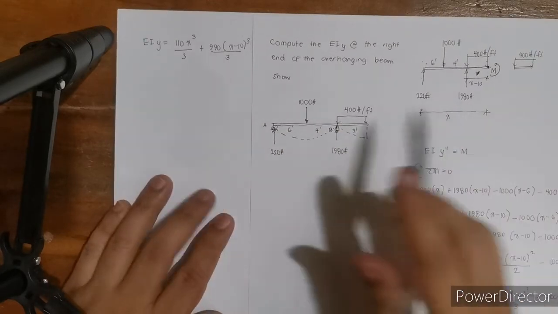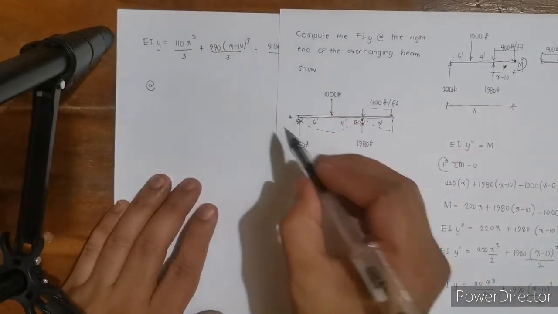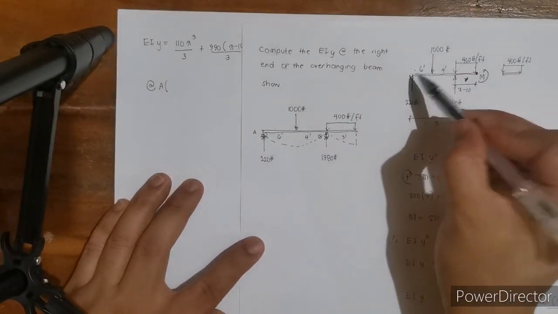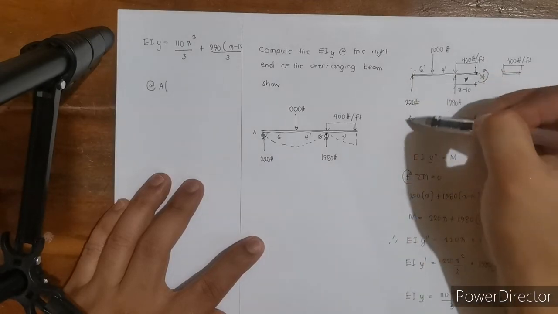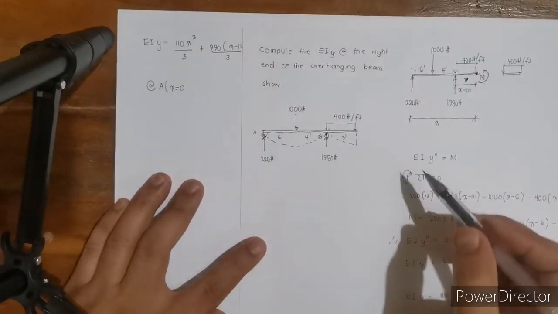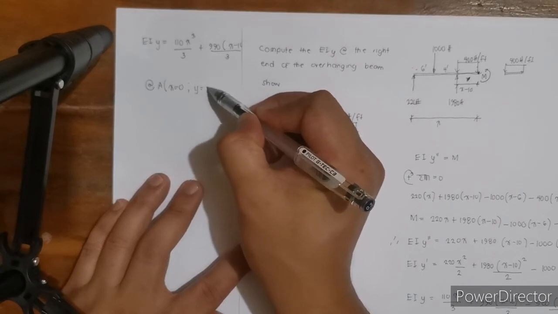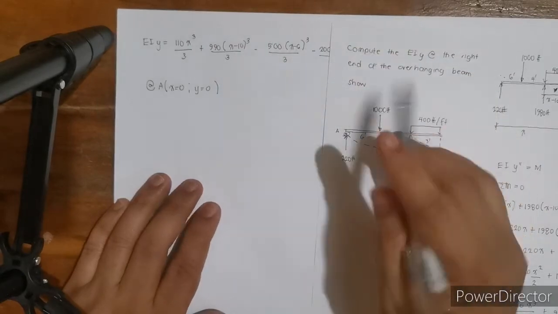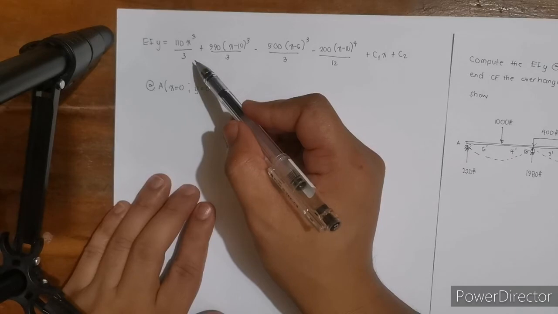Since may support, hindi masyadong magde-deflect sa part na yun. So, kung i-analyze natin yung point A, at point A, ano ba yung value ng x natin sa point A? Ito yung point A natin. Yung value ng x natin, wala pa. Dito pa lang tayo hindi tayo nag-start ng value ng x. So, at point A, ang x natin ay 0. And sa part na yun, ang deflection natin, which is y, is also 0. So, meron tayong value ng x tsaka y. Isusubstitute lang po natin yan sa ating deflection equation.